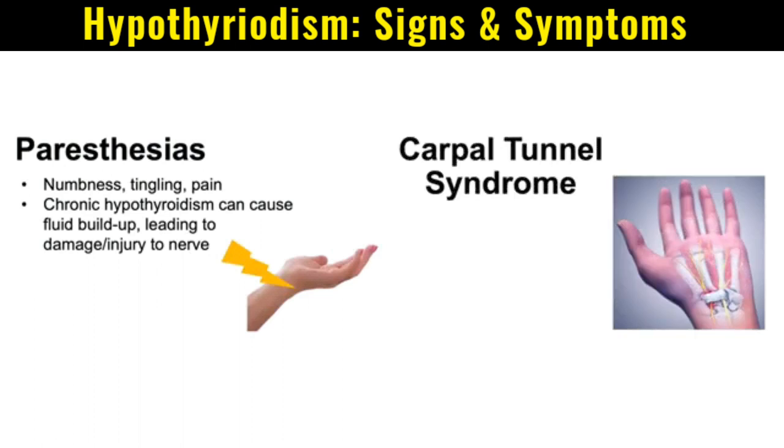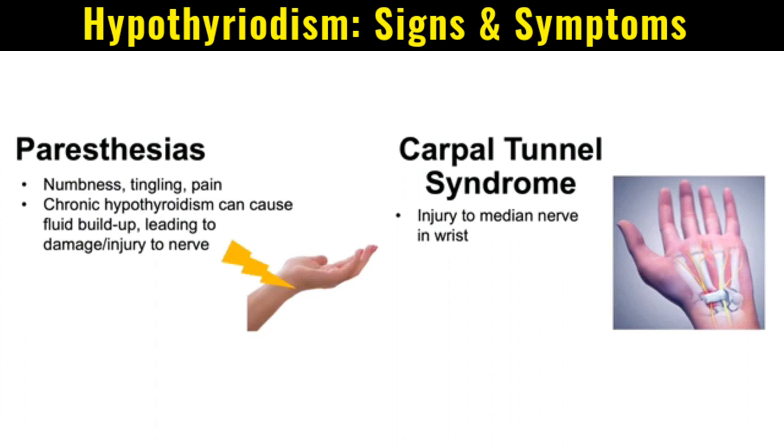We can also see carpal tunnel syndrome occurring in hypothyroidism as well. And this is due to compression or injury to the median nerve in the wrist. And we see numbness and tingling sensations in particular parts of the hand. So we can see numbness and tingling sensation in the thumb, the index finger, middle finger, and half of the ring finger. So half of the ring finger facing the middle finger. And then the other half of the ring finger and the pinky are spared. So that is the classic pattern to carpal tunnel syndrome.